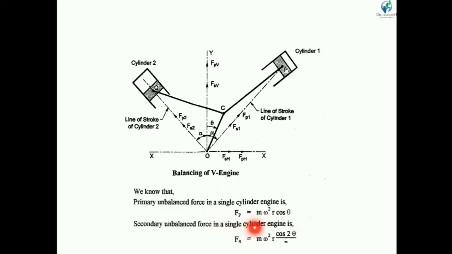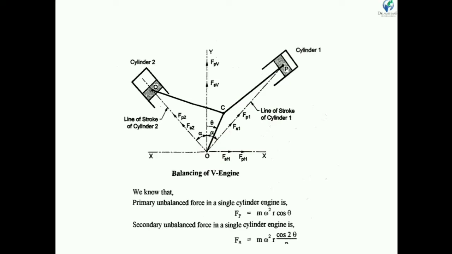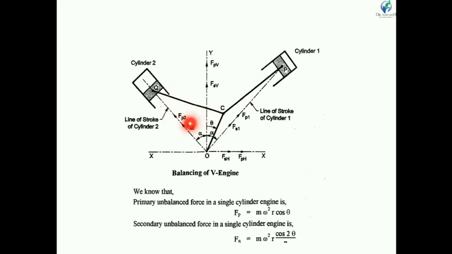So the primary force is m omega square r cos theta and the secondary force is m omega square r cos 2 theta upon small n. Along the line of stroke there are primary and secondary forces, but these forces are for cylinder 1. So here we write Fp1 and Fs1. Fp1 is the primary force in cylinder 1, and Fs1 is the secondary force along the center line of cylinder 1. Similarly, Fp2 and Fs2 are the primary and secondary unbalanced forces along the center line of cylinder 2.